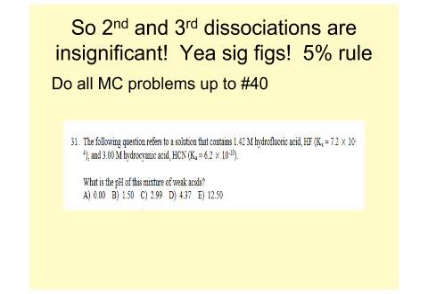All right, moving on. So second and third dissociations are insignificant. Yay, sig figs. The 5% rule is when you can drop it. Okay, you don't need to worry about that.